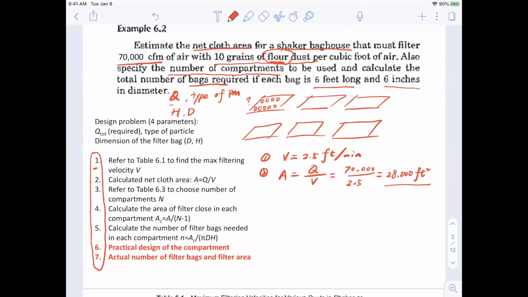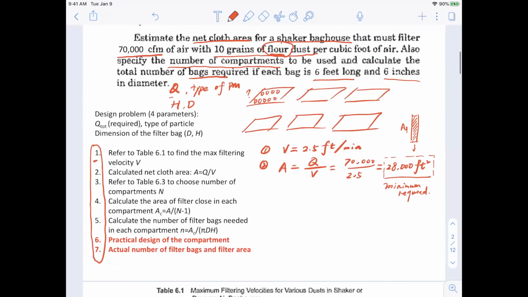But what this number gives us is the minimum required area, right? It cannot be this area in a real application, because the actual area of the baghouse is determined by how many baghouse filters we put in the system. We need to use that number and multiply by the area of the filter to get the total area. So this is just the minimum required. This is not the final answer yet, all right? So that's why we have to go through the next step.